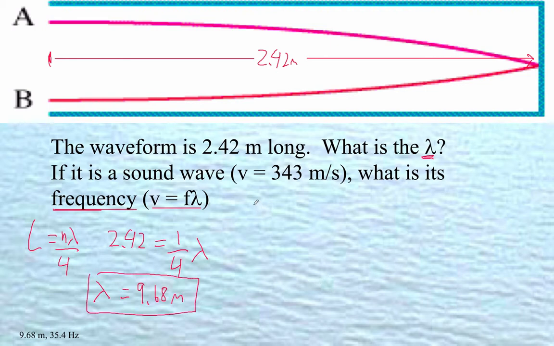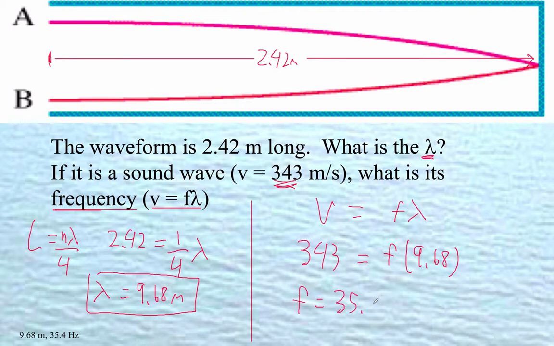And then let's use v = fλ. Let's figure out the frequency, right? So our velocity is 343 is equal to the frequency that we don't know times 9.68. So I'm going to divide this by that. And I get 35.4 hertz, which is a really low note.